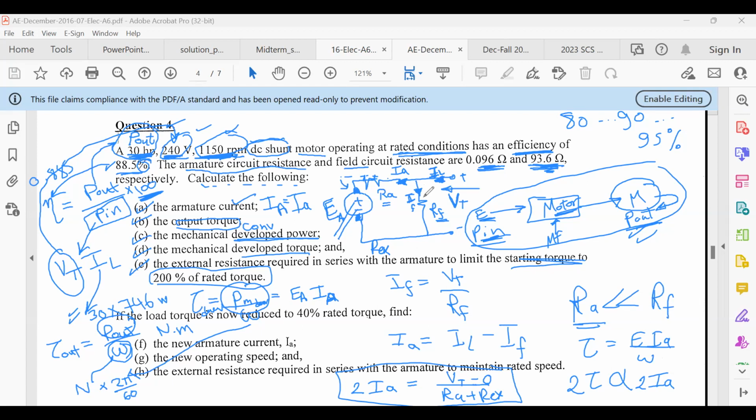Regarding the mechanical developed power, I thought that the 30 horsepower is the P out. It is the power here. But in between, you have some losses. So the developed power is just here. This is the developed power, but you still have some losses until you reach the 30 horsepower.